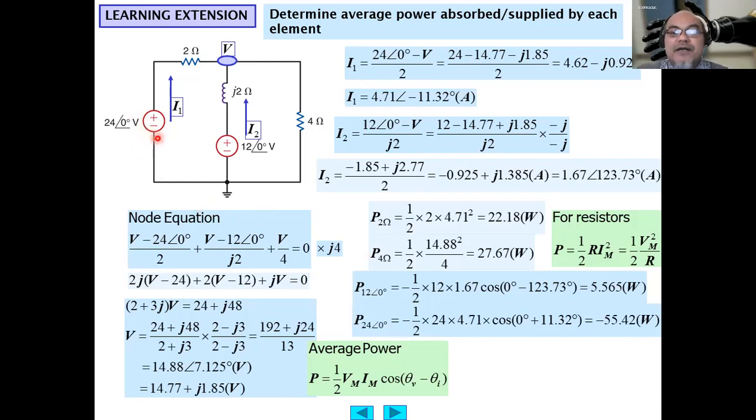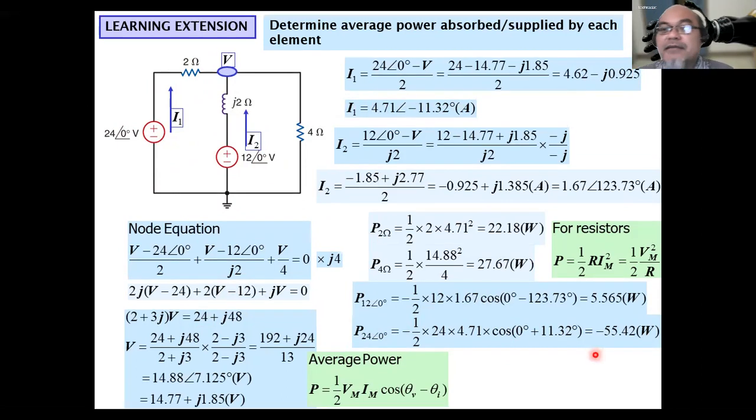The power absorbed by the 24 volt voltage source is minus half times 24 times 4.71 cosine of 0 degrees plus the phase angle of I1, which is negative 11.32, so plus 11.32 degrees. Then the power absorbed by the 24 volt voltage source equals negative 55.42 watt. It means that this 24 volt voltage source is supplying power.